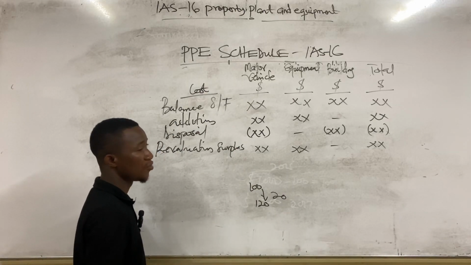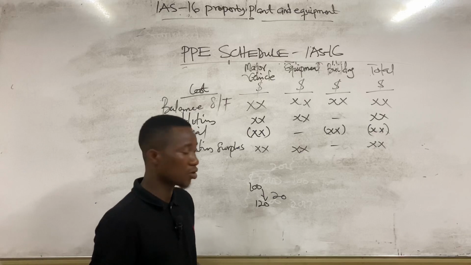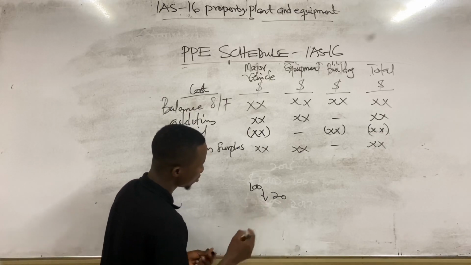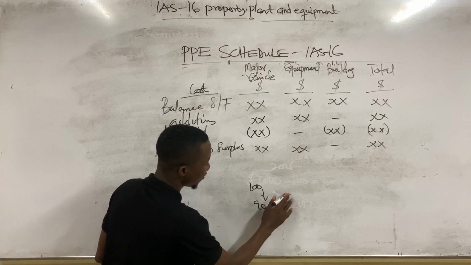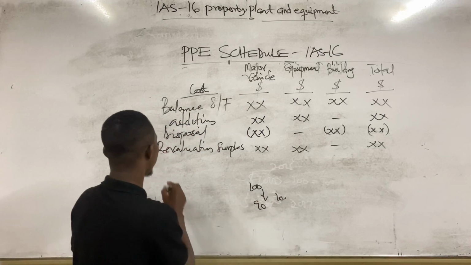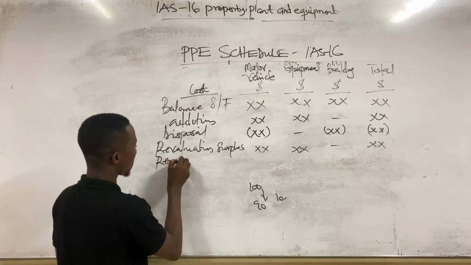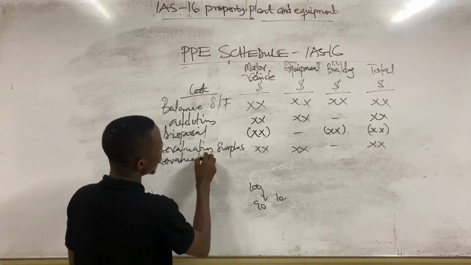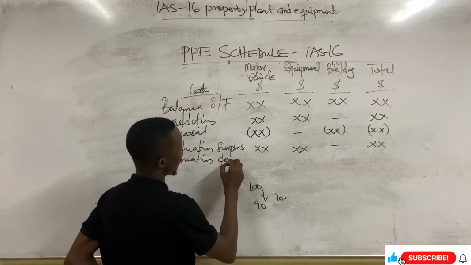Sometimes we may revalue the asset and we may get a loss on revaluation. So let's say 90. The difference here is 10. This is a reduction in revaluation. We call it revaluation deficit.